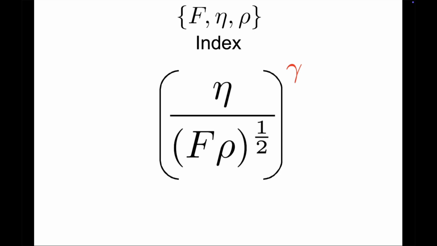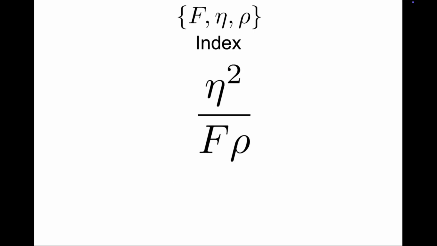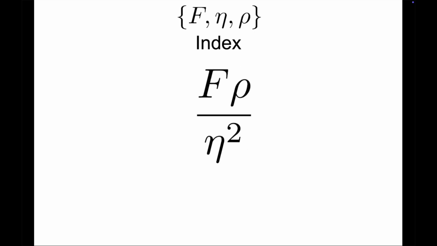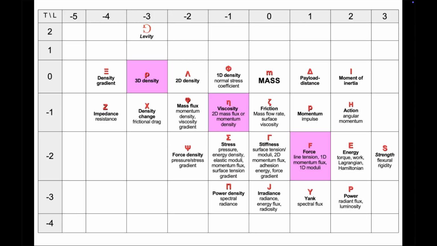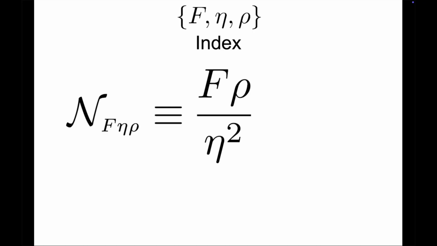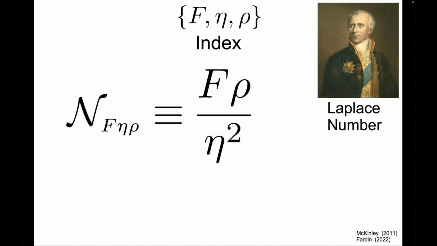The choice of overall power is arbitrary. For any aligned trio, the convention that we will adopt is to choose an exponent gamma such that the mechanical quantities have the smallest integer exponents. This leaves us with this possibility, or its inverse. We'll choose this one, and more generally, for any aligned trio, we'll put the middle quantity in the denominator. Here it's the viscosity. This dimensionless number is also quite famous. It is called the Laplace number.